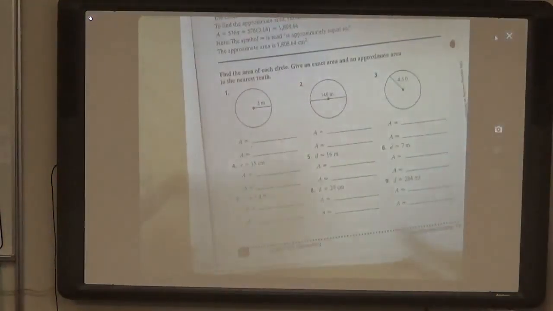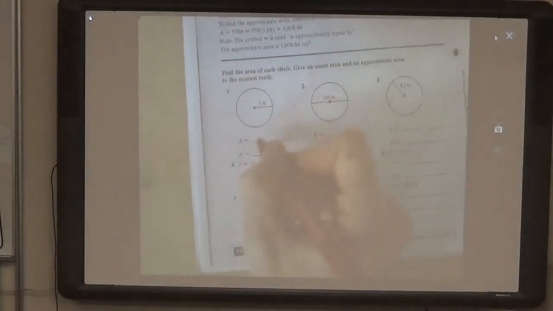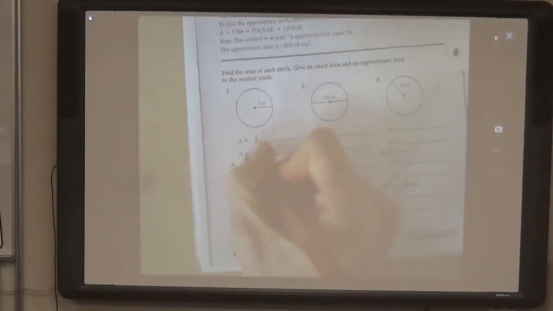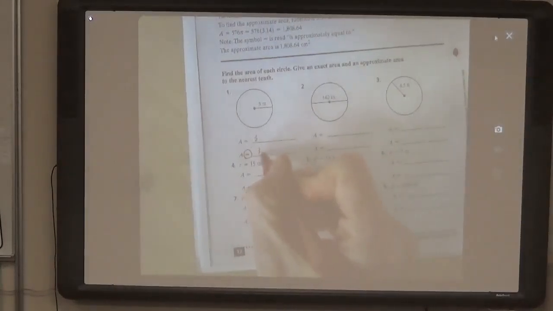So, the first one gives you a radius of what? Asa? 3. So to find the approximate area, you'd have to take 3. Oops, sorry, we're going to use this symbol for approximate. It's the squiggly equal sign. And we would use 3.14 times 3 squared.